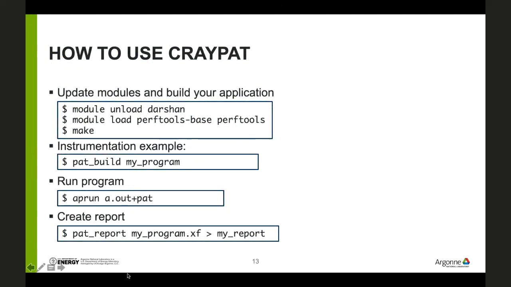After you do the instrumentation, you will have one additional executable binary that ends with +pat. To run your program with profiling, you need to run this instrumented binary with srun. After that, it generates the report, and you can use pat_report to generate the RPT file and the AP2 file for further analysis.